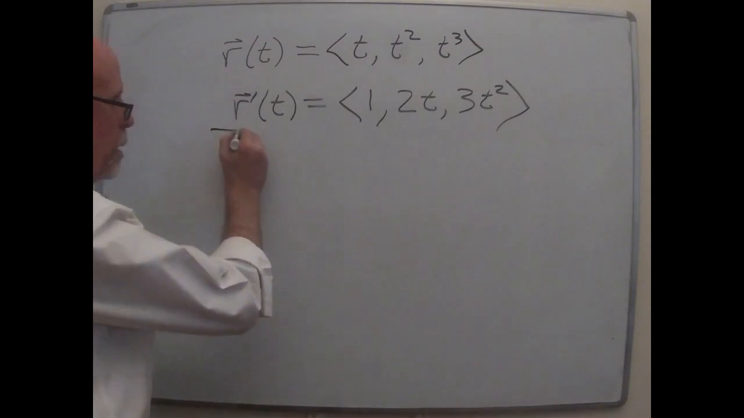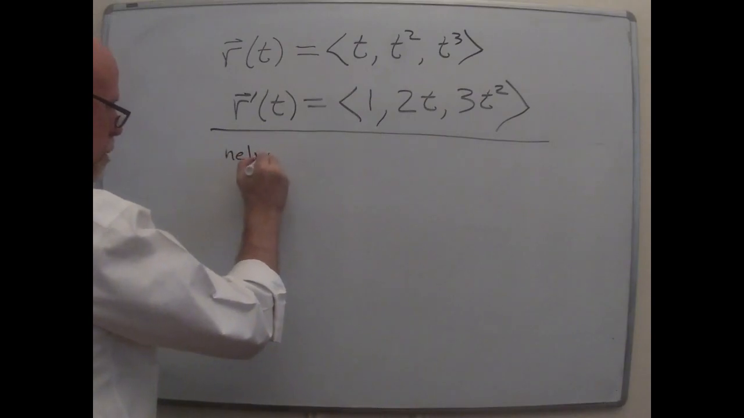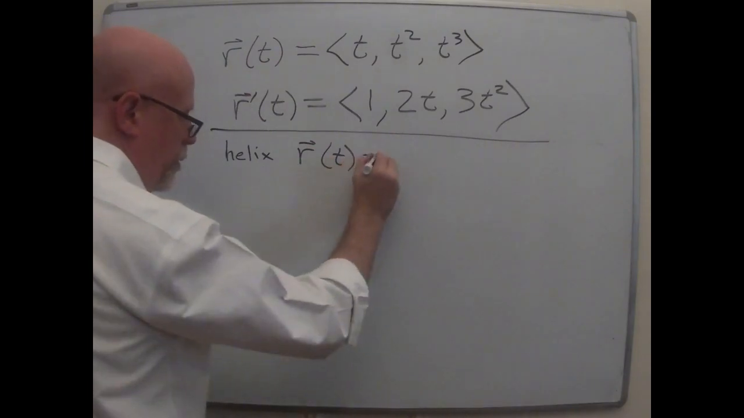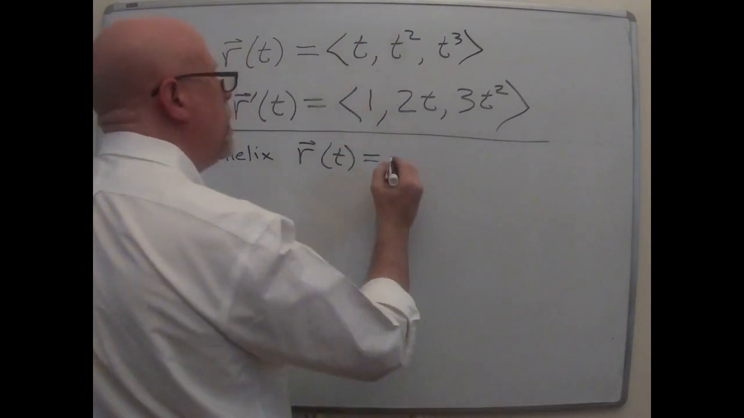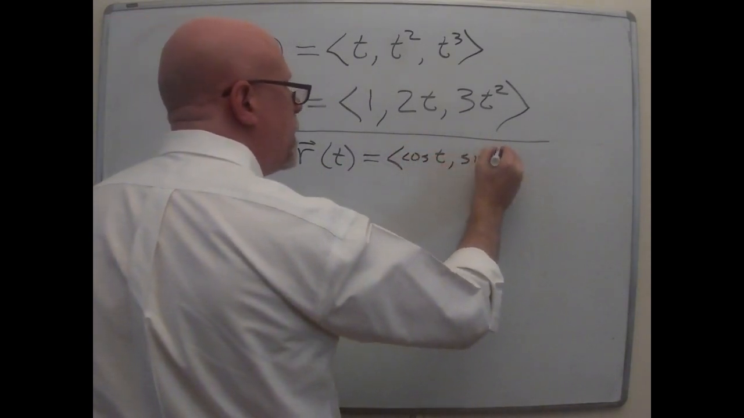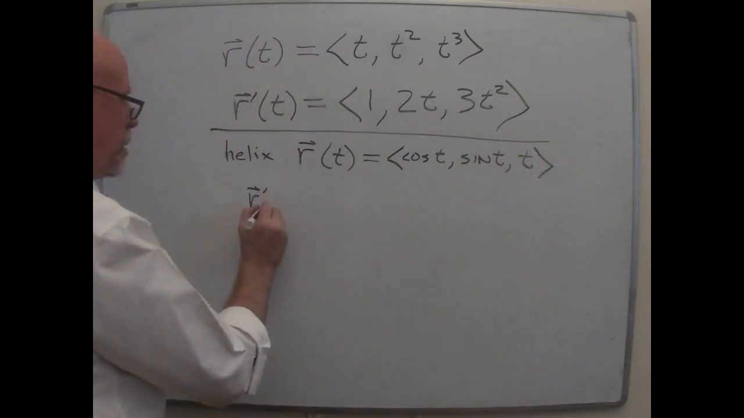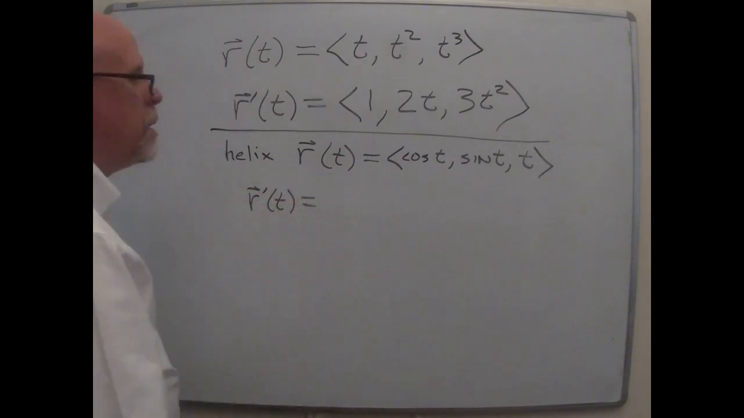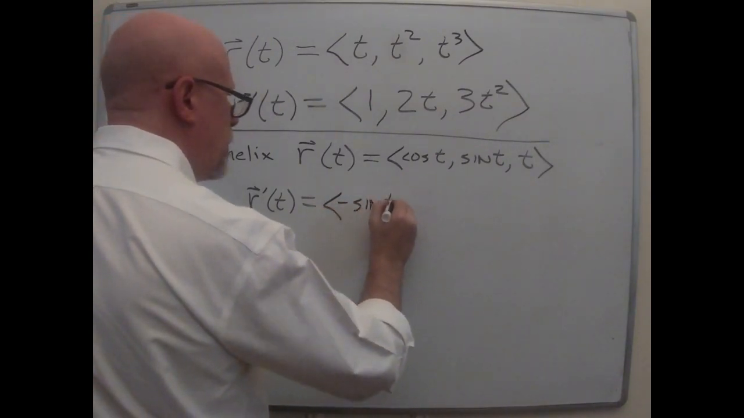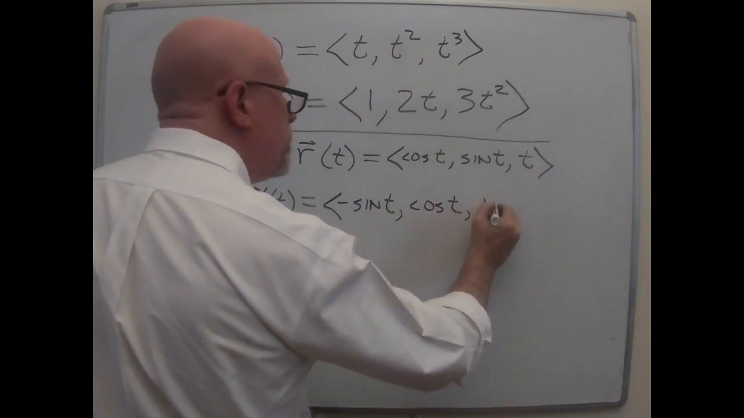Do you remember the helix? The r function for that, well, there are many variants we could do depending on the slope of the spiral, but let's do cos t, sine t, and t, just for simplicity's sake. What's the derivative? The derivative of cosine is minus sine. The derivative of sine is cosine. And the derivative of t is 1.